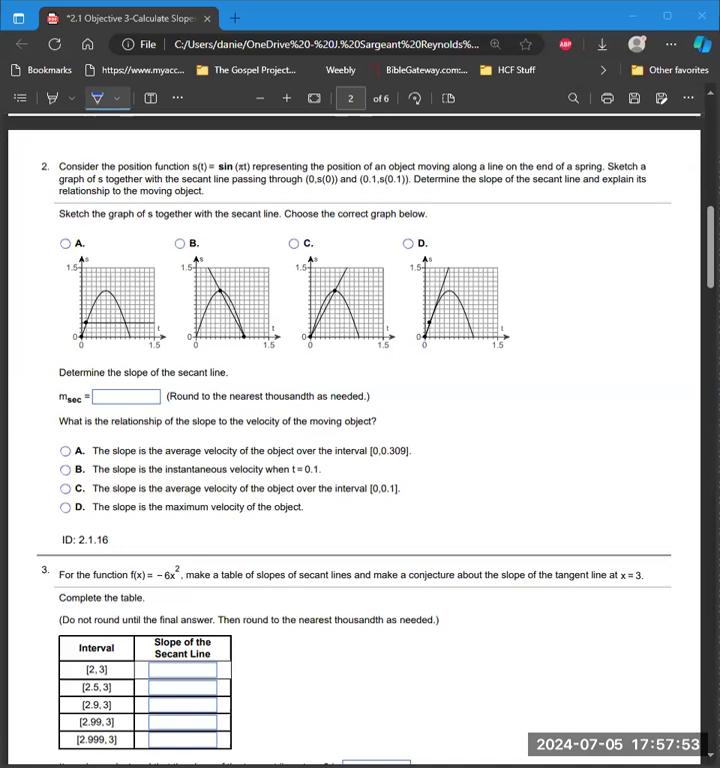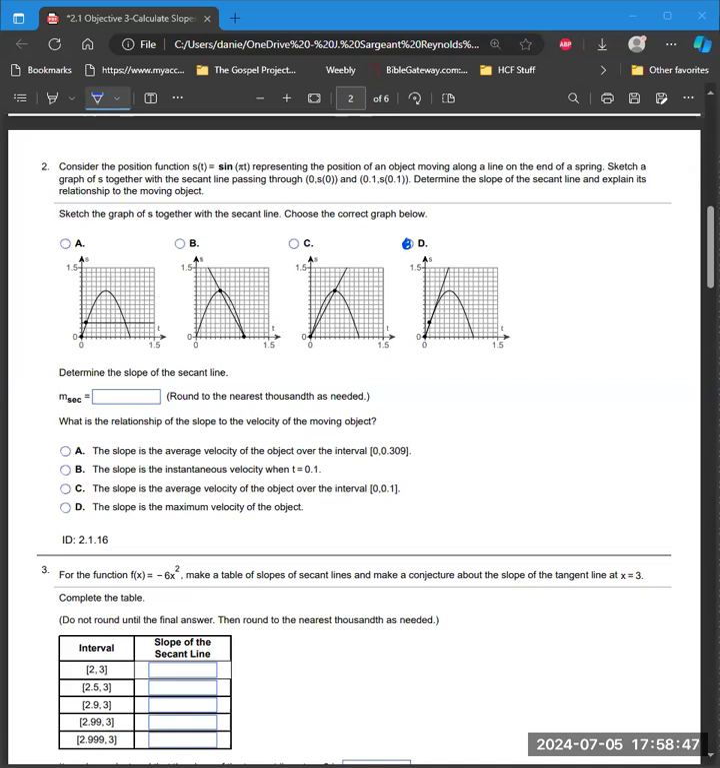So let's look at window 0 to 1.5, and let's make those 0.1s, and then I can already tell you that it's going to be D because of the tick marks here, 0 to 1.5, 0.1s. It does look like that.